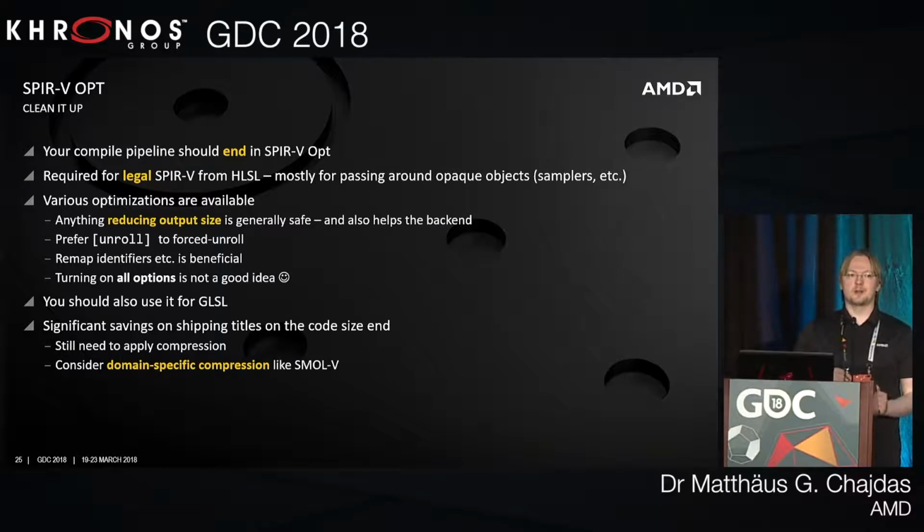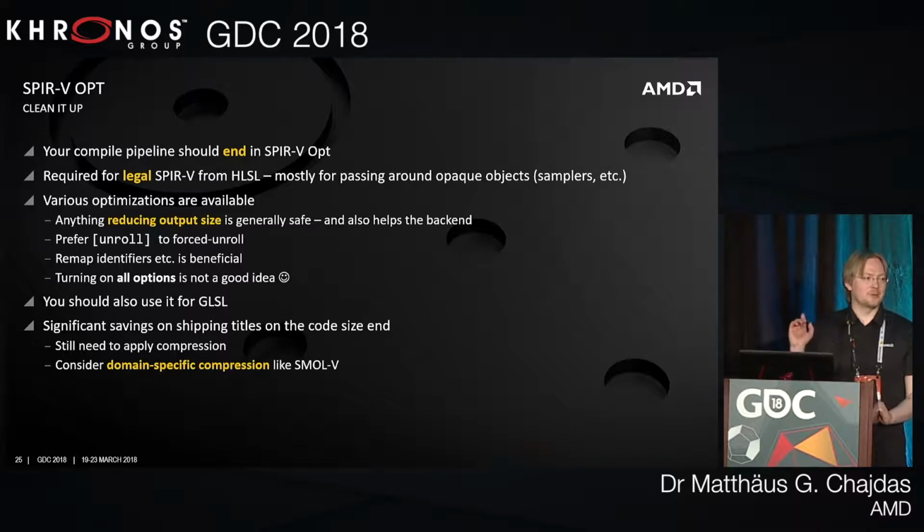We have seen horrible shaders coming in where it's like, my SPIR-V is 2 megabytes because I unrolled all the things. And turning on all options is also not a good idea. We have seen some people who just run SPIR-V-opt, and then there's help, and it dumps all the options, and then they grab that back in, and then it turns out not so much.